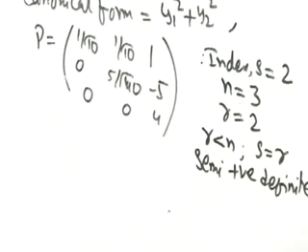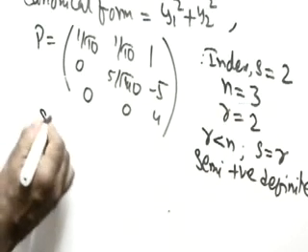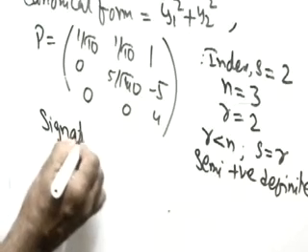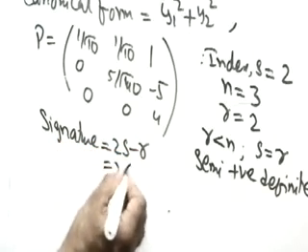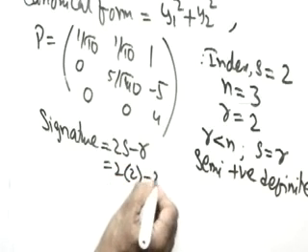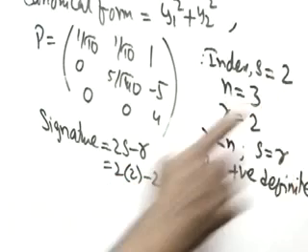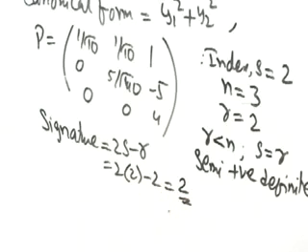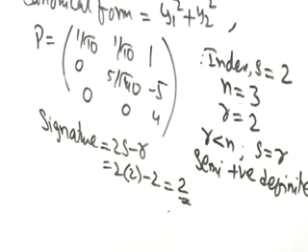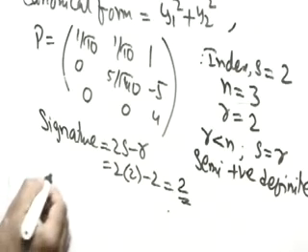Two more things are left in the question, and the next one is the signature. We wrote the formula of the signature. The formula of the signature is 2s minus r. So 2 into s, which is 2, minus r, which is 2. 2s minus r: 2 twos are 4, 4 minus 2 is 2. So the signature is 2.